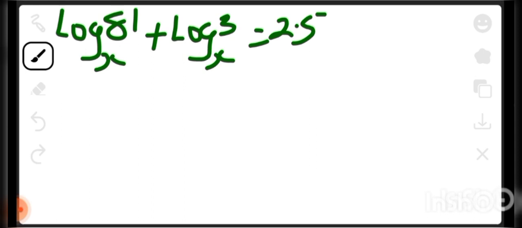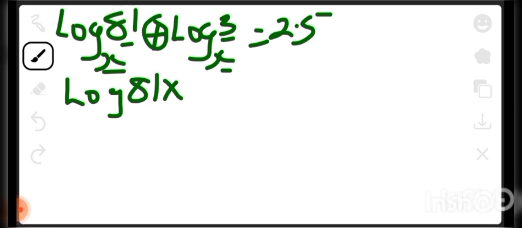So the next thing will be, look at it. What is the meaning of plus in logarithm? We have log 81 plus log 3. Both bases are the same. So I'm going to pick one of the logs, and what I'm going to do to the numbers, we're going to multiply them. 81 times 3. Remember, if it is minus, we divide. If it's plus, we just multiply. It's equal to 2.5.